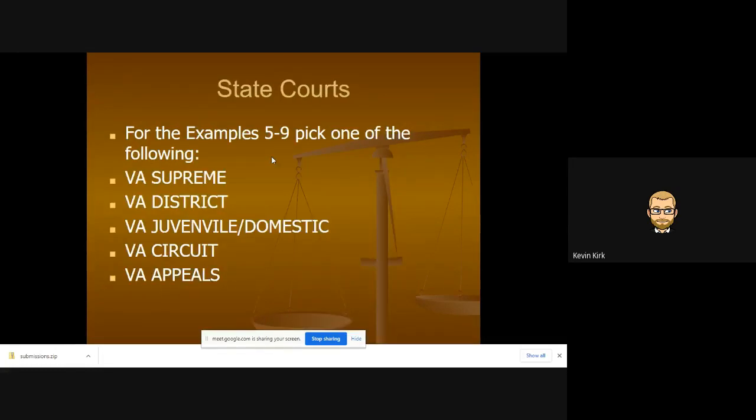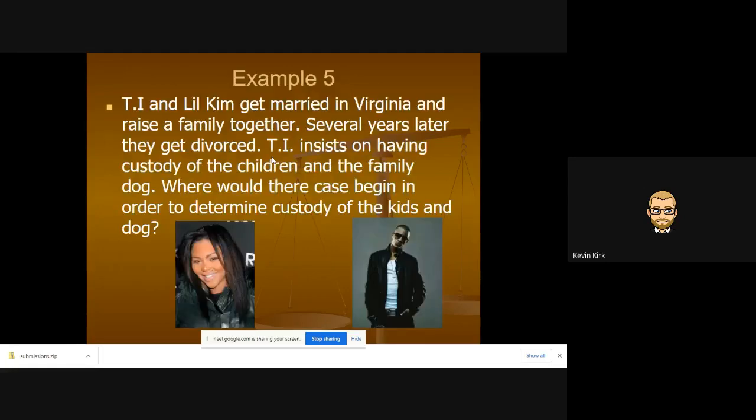Now we're going to move to state court examples. The answers you would use are Virginia Supreme, Virginia District, Juvenile Domestic, Virginia Circuit, and Virginia Court of Appeals. These are a little different, a little more detailed because it's state court. You probably would understand more about state court than federal court because federal court cases are really big and have to involve something over federal law. This example, T.I. and Little Kim, this is an old one. I made this PowerPoint a while ago.